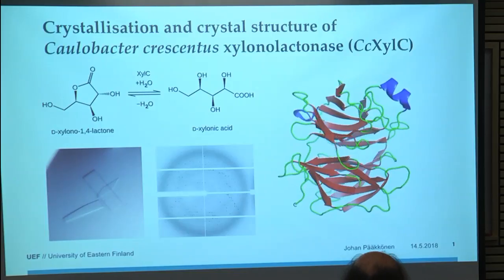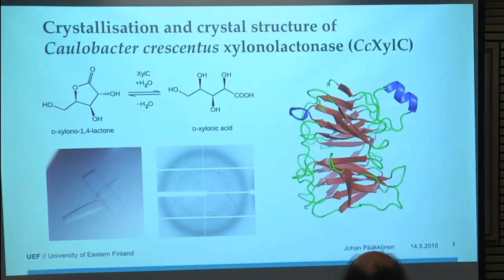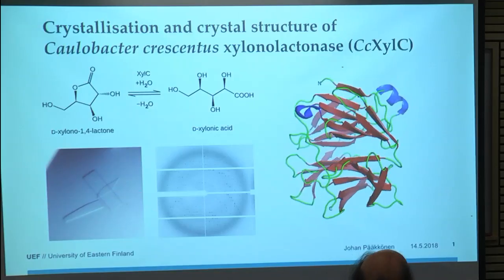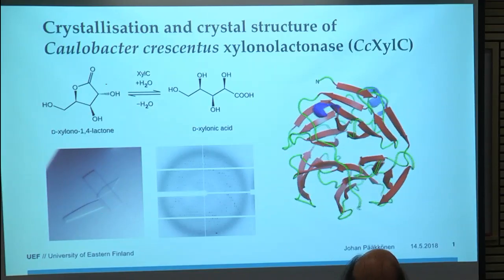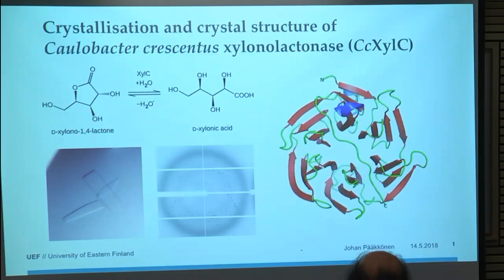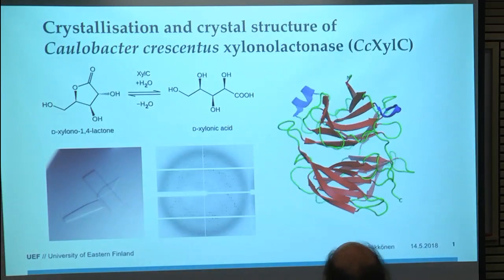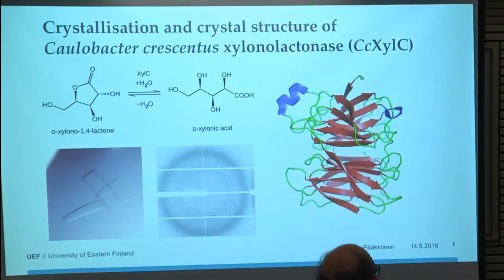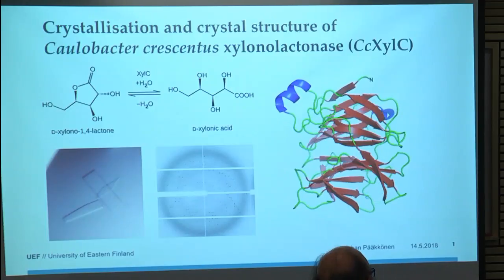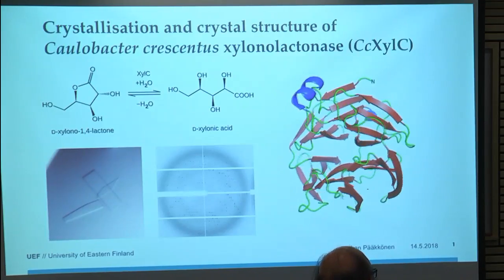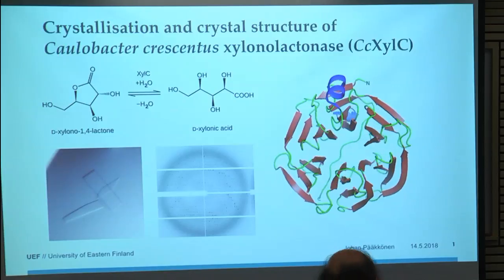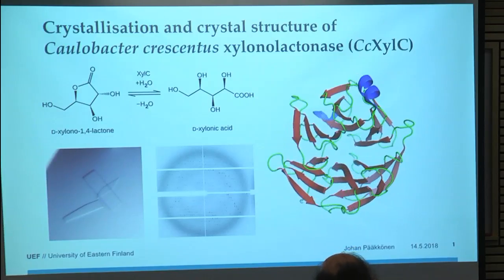But the resolution is, I'm not saying bad, but bad enough that we cannot see the metal binding site well, meaning that the metal and the side chains are not visible in electron density. And also this is not a complex structure. So here on this course I hope to be able to get a better result with new crystals. Thank you.